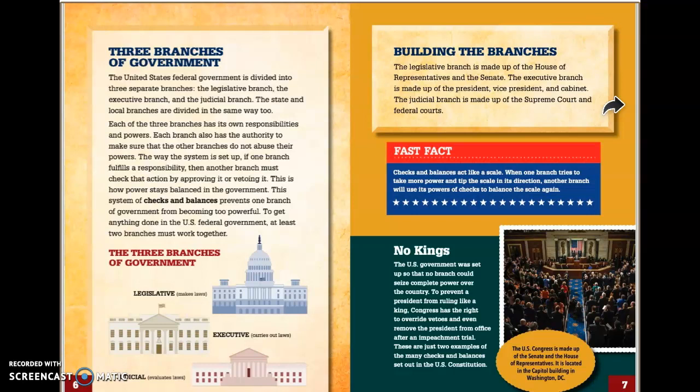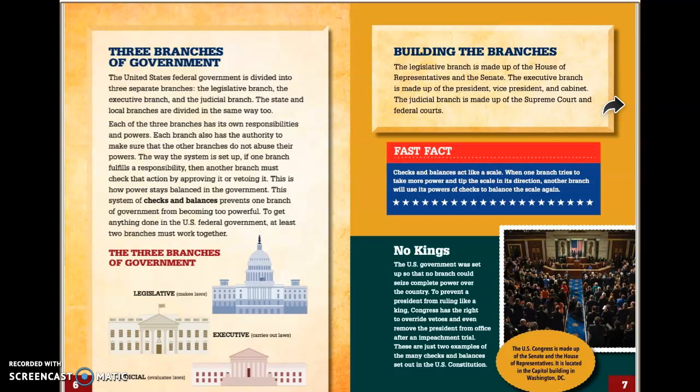No kings. The U.S. government was set up so that no branch could seize complete power over the country, to prevent a president from ruling like a king. Congress has the right to override vetoes and even remove the president from office after an impeachment trial. These are just two examples of the many checks and balances set out in the U.S. Constitution.